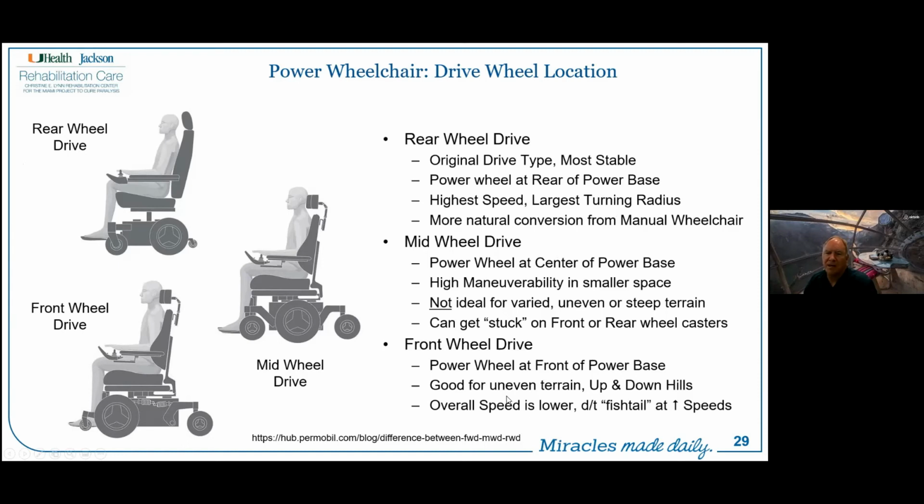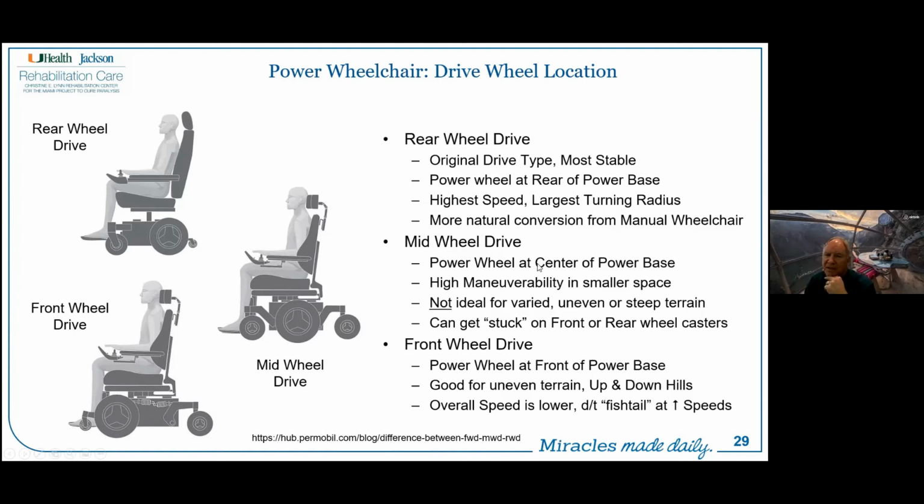So let's talk about the front-wheel drive for a moment. The front-wheel drive chairs, you've got your drive wheel up in front at the front of the power base. These are great for those individuals who have a lot of uneven terrain, going up and down hills. Overall, the speed is lower because you have a lot of fishtail at higher speeds. The rear end is harder to control, and you're more likely to fishtail and or tip the chair. So keep that in mind. Generally speaking, we set the speed limit lower for a front wheel drive than we do for a rear wheel drive chair.